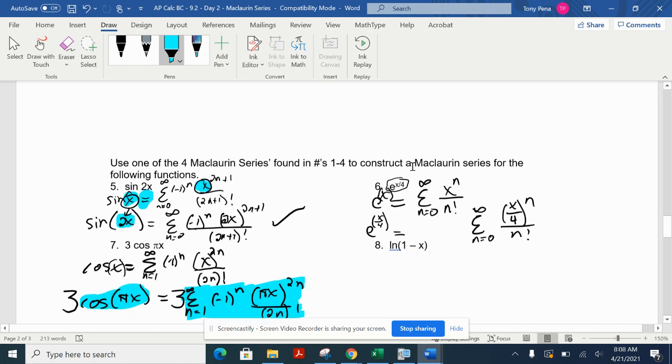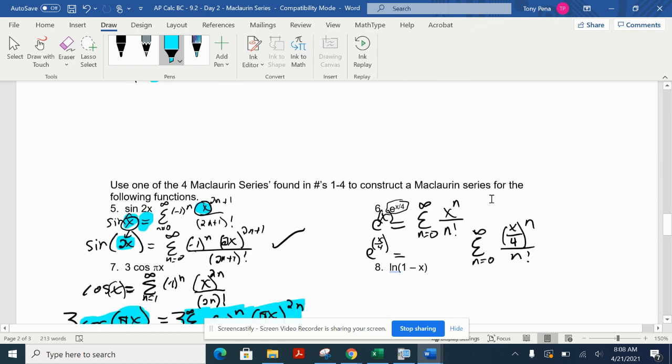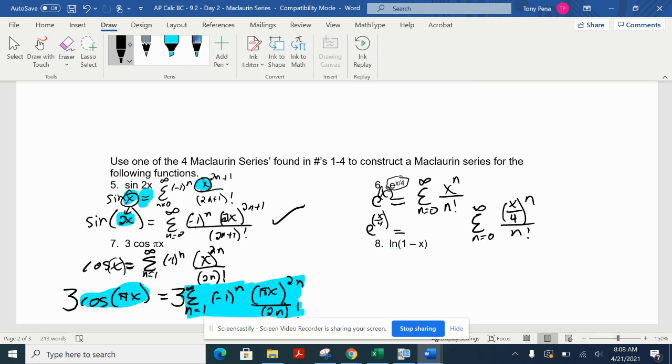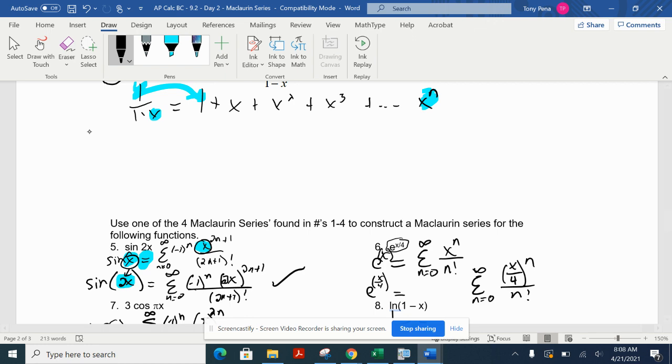So what I'm going to have you do here now, if we have the natural log of 1 over x, we're going to take that series, 1 over 1 minus x, and we know what that is equivalent to. So come up to this one.